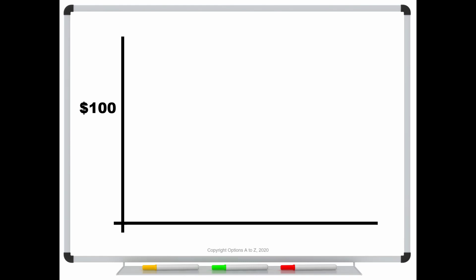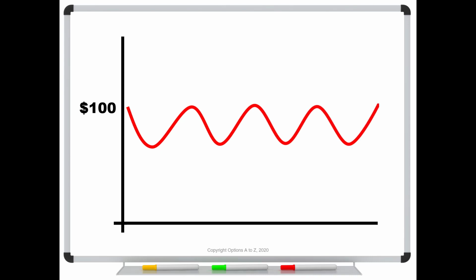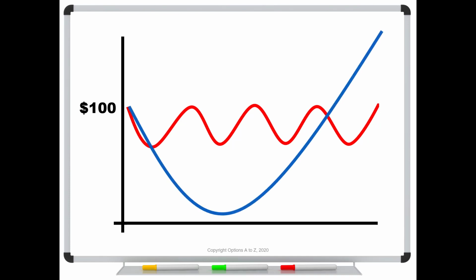Let's say that we have a $100 stock, and over the course of the year it does something like this. Lots of back and forth motions, not real high highs or low lows, but a lot of back and forth. But if we compare that to another $100 stock over the same year that does something like this, a lot of traders believe that this one in blue is going to have a higher volatility number because it's got lower lows and higher highs. Surprise, it's not. The one in red is going to have a higher volatility.